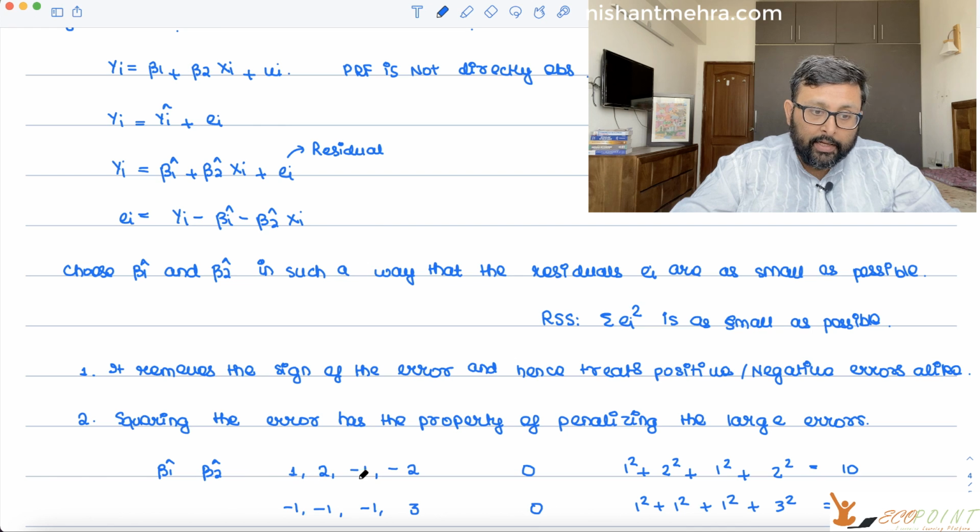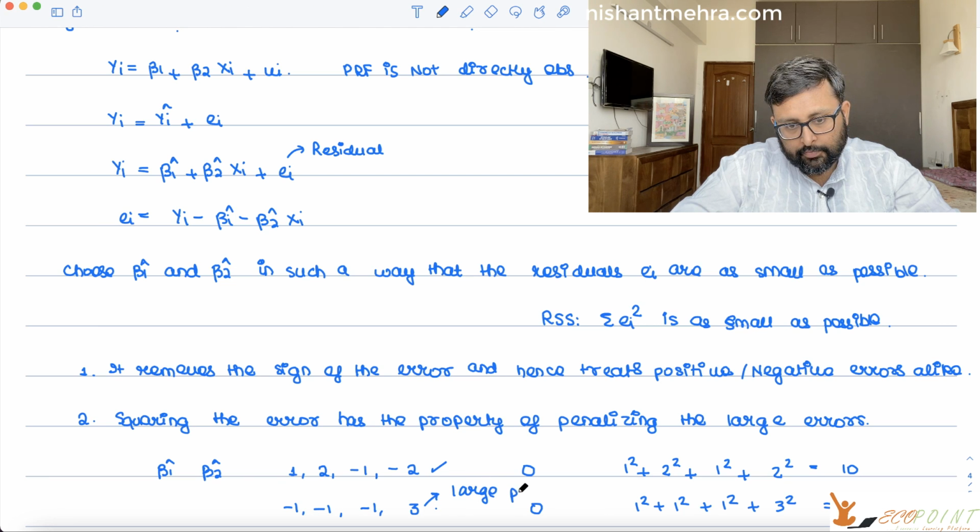So if you run the regression with this or this, it will give you a better fit with this as compared to this. That's the idea, right? Are you with me? It is putting more penalty on the second one than the first one. So it has put a large penalty here, a large penalty on the large error.